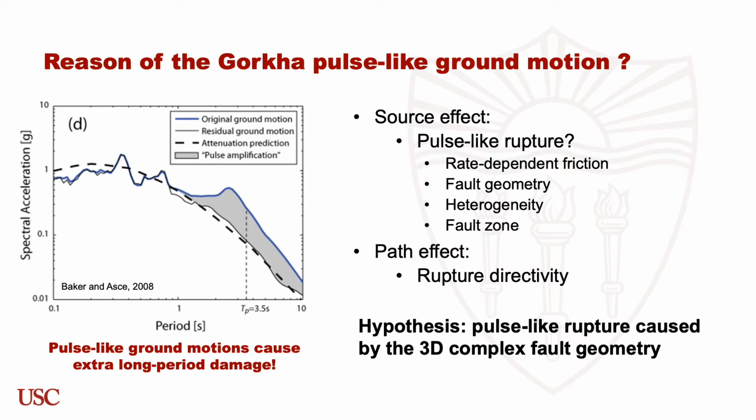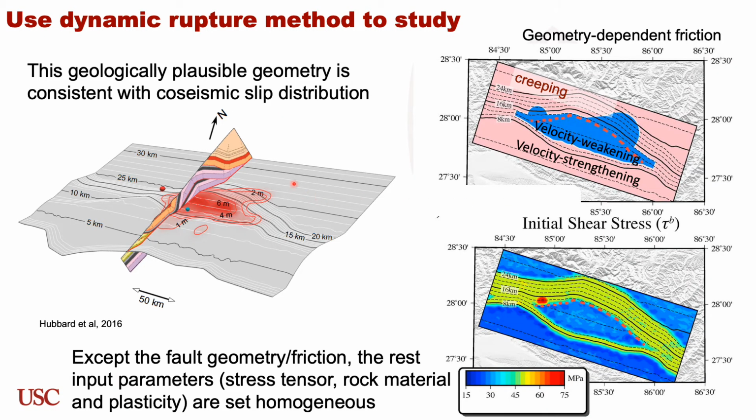In this study, our hypothesis is that the pulse-like rupture is caused by the 3D complex fault geometry. In this study, we adopt a geologically plausible fault geometry. It is oval-shaped. In the middle, the fault consists of three segments: flat, dip, and flat. The flat portion has a dip angle of about 6 degrees. In contrast, in the east and the west, the fault becomes five-segmented: flat, dip, flat, dip, and flat. The lines here are the depth contours of the fault geometry.